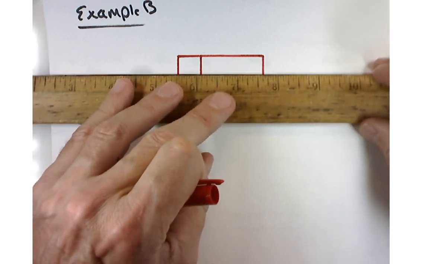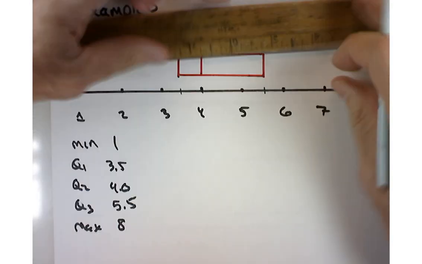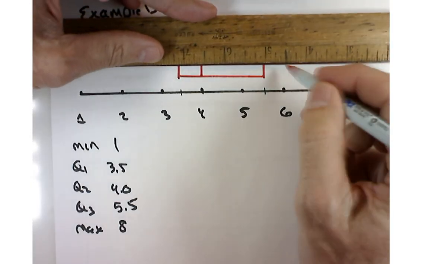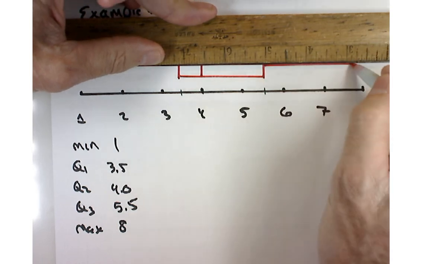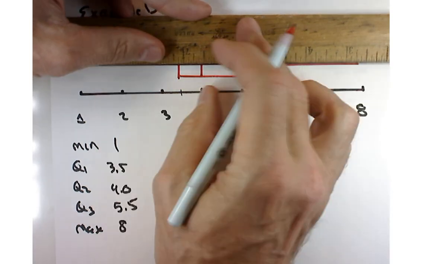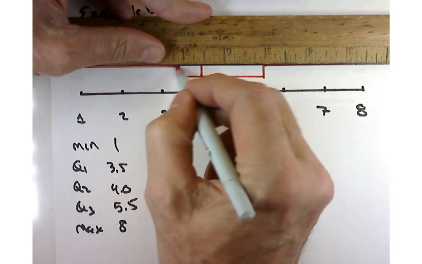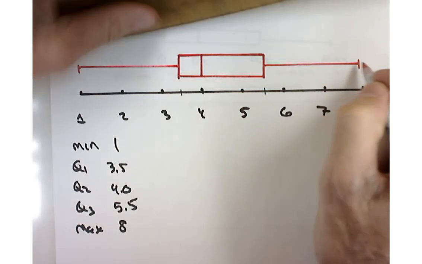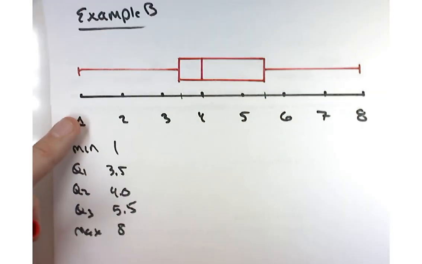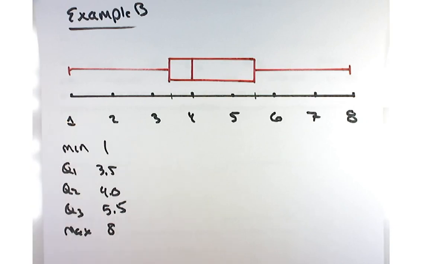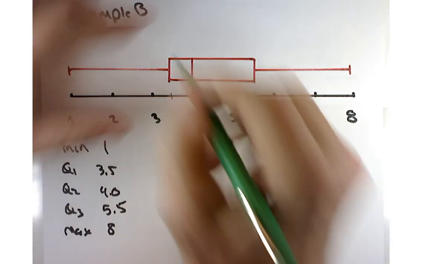Let's see, got some whiskers that go to the maximum and the minimum. So here and here. There. There's your box and whisker plot. It's kind of nice. It gives you a feel for your data, how spread out it is. You've got what's called the interquartile range. It's kind of a fancy term here.